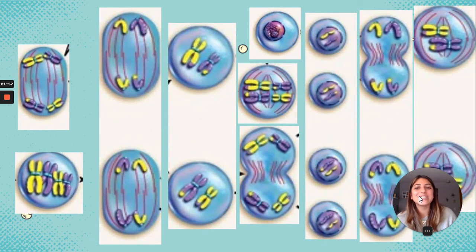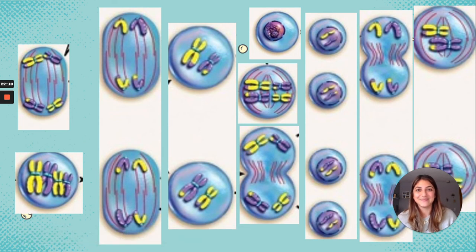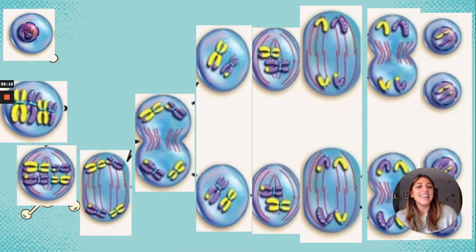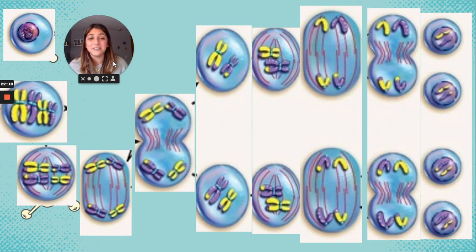Now go ahead, try one more time. Pause the video and put meiosis in order. This does encompass both meiosis 1 and meiosis 2. Good luck. If your order looks something like this, then you got it correct. If you didn't, take a look and see what is different about yours compared to mine.